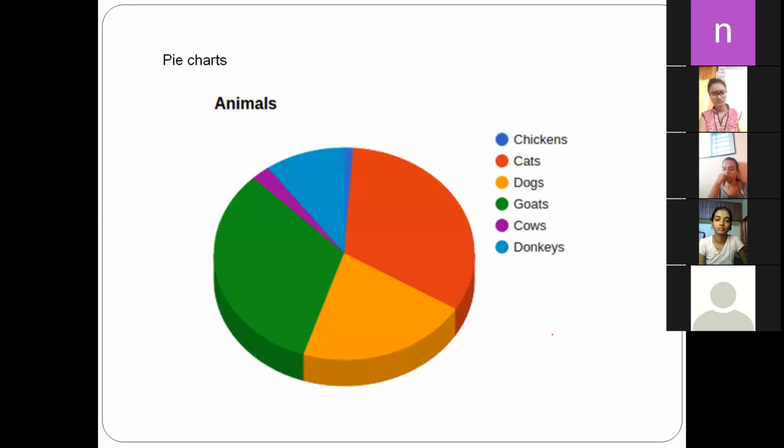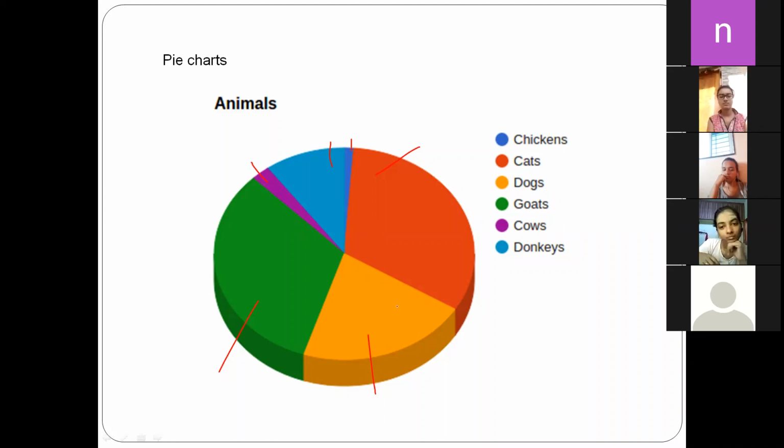Next is a pie chart. What is this pie chart? A circular thing. Here, each portion is going to indicate a different dimension. This is going to indicate one dimension. This is going to indicate one dimension. Each piece is going to explain a different dimension of the data.